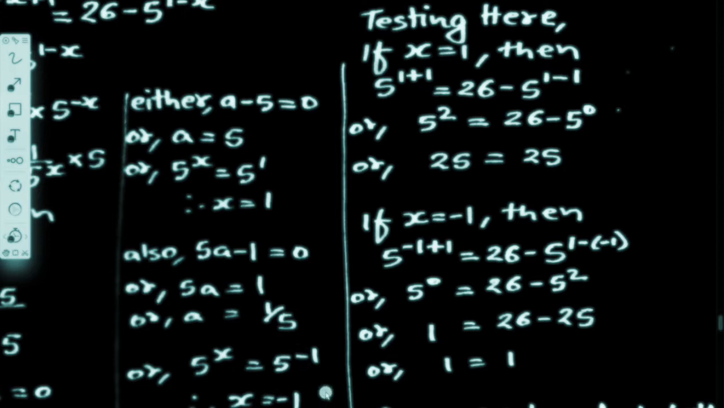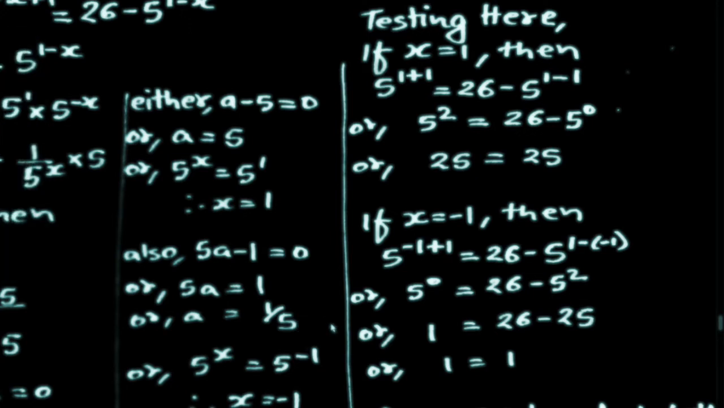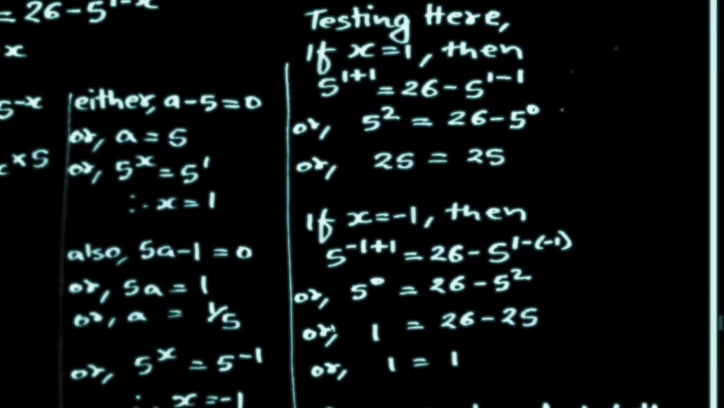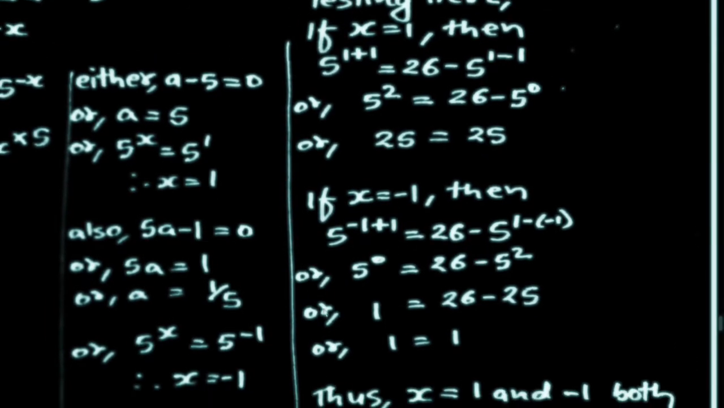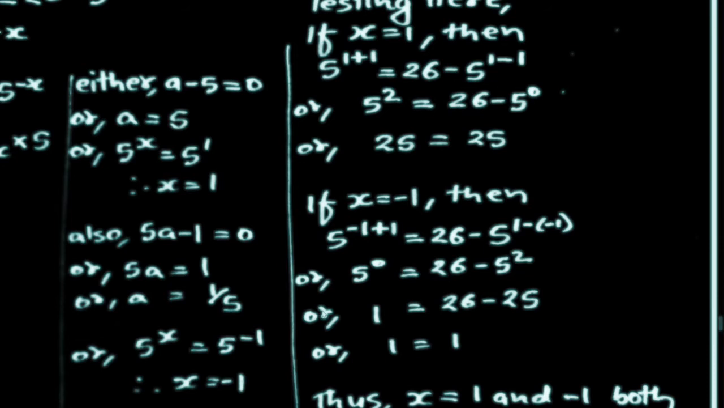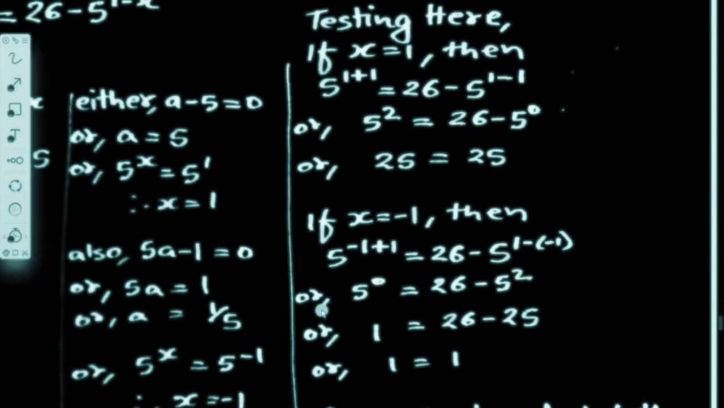Now, in this way, we get two answers. X equals 1 is our first value and x equals minus 1 is our second value. Now, test these values. For testing, the value should be kept in our original equation and the calculation done.